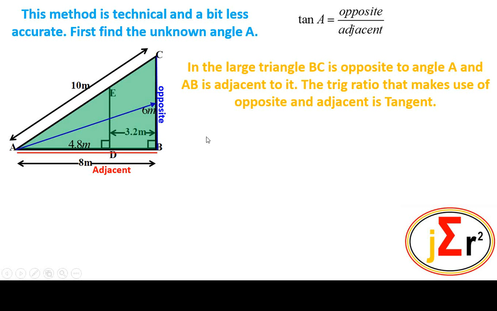Not only that, but it is noteworthy that tangent is opposite over adjacent, because it cannot just be tangent. We have to be sure what tangent is equal to. Opposite over adjacent, and we have the opposite in blue right there, and the adjacent in red. So opposite is 6, adjacent is 8. Tan of A, or tangent of A, is 6 over 8, which in decimal form is 0.75.